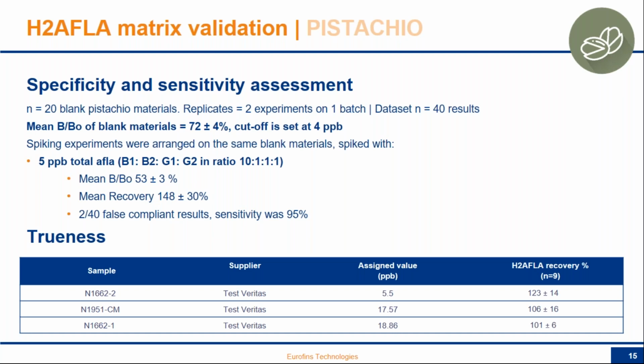We were able to distinguish them definitely from the blanks, despite the fact that we had 2 false compliant results up to 40 and a mean recovery that was pretty high. But when we were able to collect one reference control material from Test Veritas, you see in the table, the first line, at 5.5 ppb, we immediately saw the accuracy improving and the matrix effect reducing. And then you see that going to higher concentrations, we don't suffer anymore from the matrix effect. So in this case, for this very matrix, probably the matrix is partially extracted by the water preparation, but its effect disappears when more relevant contaminations are detected.